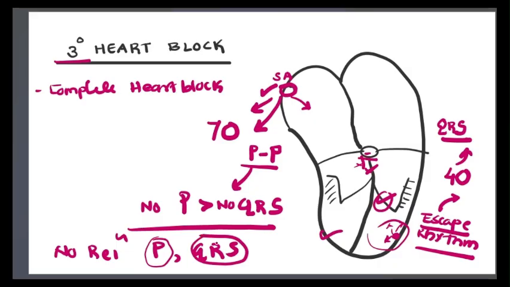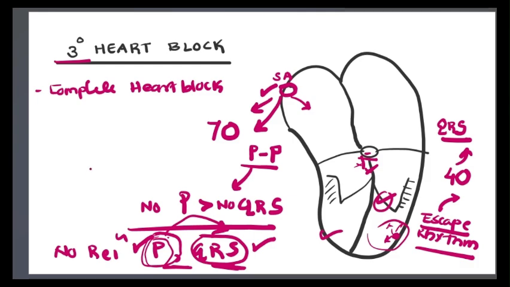QRS is due to escape rhythm, and there is no relation between the P wave and QRS. It is not the P wave that is causing the ventricular depolarization or QRS. QRS is due to escape rhythm. P wave is due to SA node. Both are different, so there is no relation between P wave and QRS.